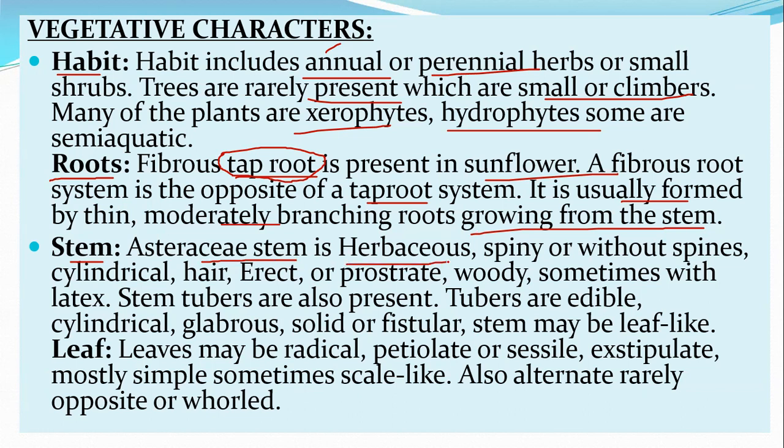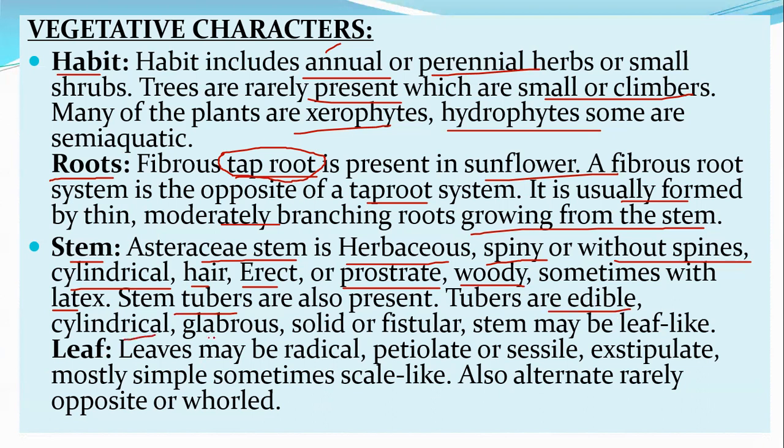Stem is herbaceous, smaller in size, sometimes with spinous projections called spiny, or without spines, cylindrical in shape, hairs also present, growing in erect form. Some species grow in prostrate form, rarely woody, sometimes with latex. Stem tubers are also present in some species. Tubers are edible, which we are going to discuss under economic importance.